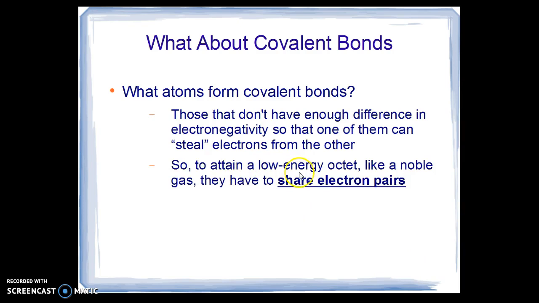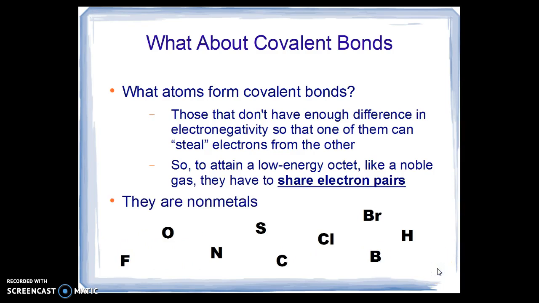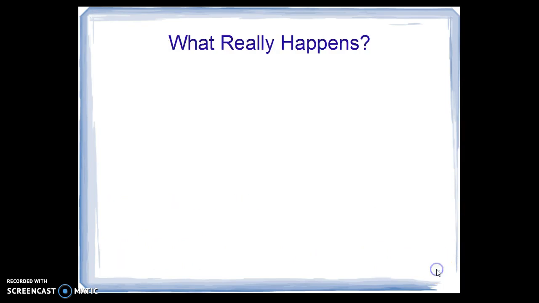To attain a low-energy octet, therefore, with that low-energy noble gas configuration, the atoms that aren't very different in electronegativity from each other have to share electron pairs. So, for instance, we have fluorine, oxygen, nitrogen, sulfur, carbon and chlorine, and bromine and boron and hydrogen. When these bond with each other, not with metals, they're going to share electron pairs. They are, of course, non-metals.